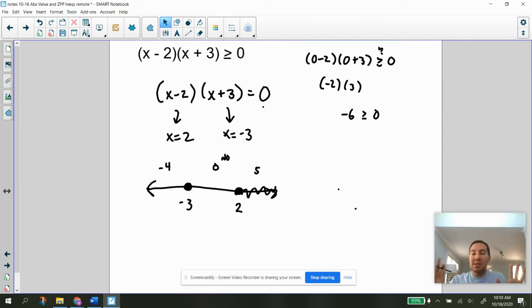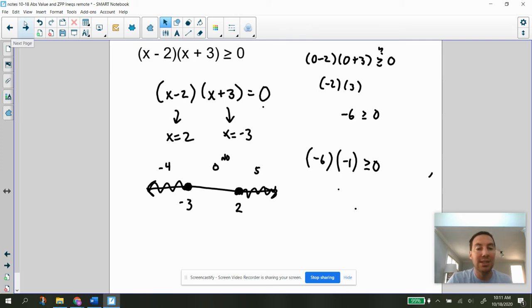And again, if you're like me, you're thinking, okay, this part didn't work, this part did work, the middle part didn't. I think this is going to work, but let's make sure. If you plug in -4, it's going to be -4 minus 2 is -6. -4 plus 3 is -1. A negative times a negative is a positive, which will be greater than or equal to 0. So this is going to be your answer right there. Anything less than or equal to -3, and anything greater than or equal to 2.